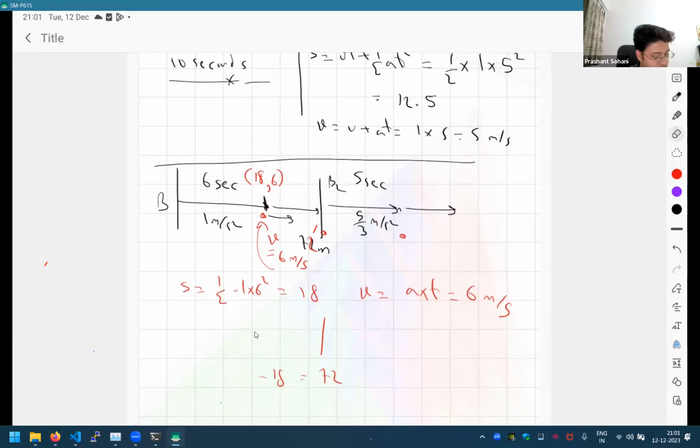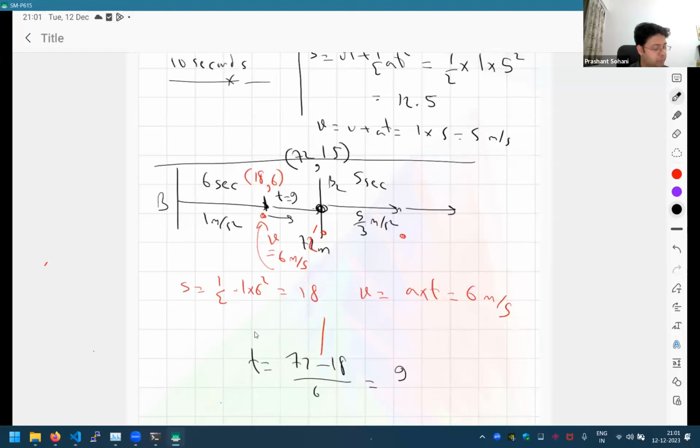So the time taken will be equal to 72 minus 18 by 6, right? So time taken is 12 minus 3, which is 9. Right? So in other words, they are going to travel for 9 seconds from this point to this point. So we know the coordinate of this point also. So that is 6 plus 9, 15 seconds time, and the distance is 72, that is given.